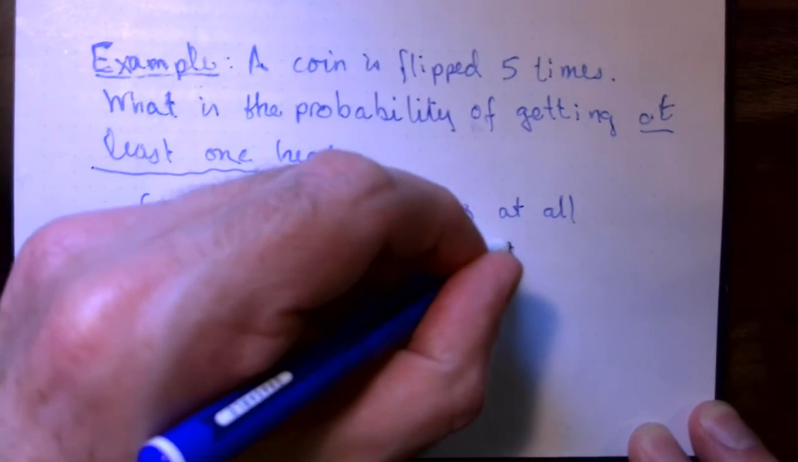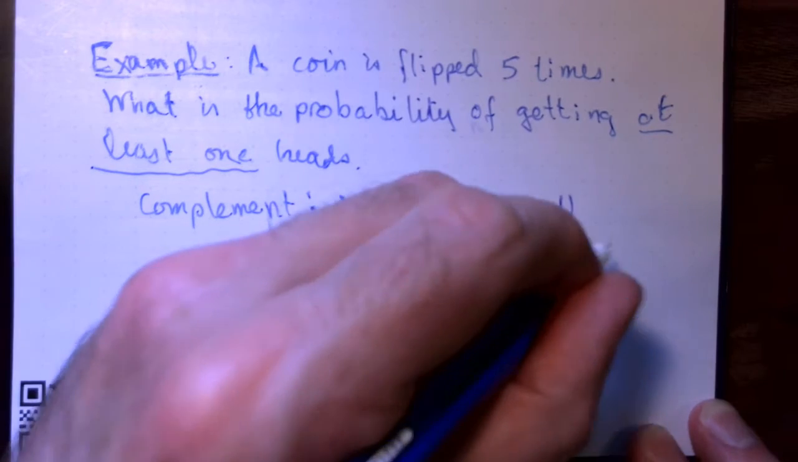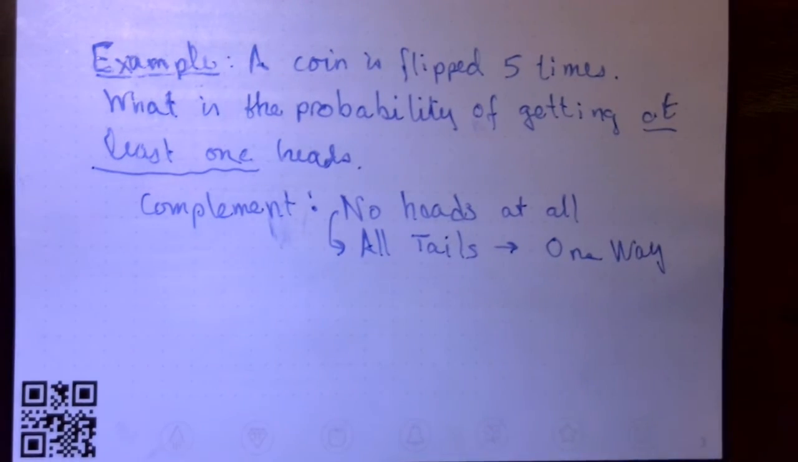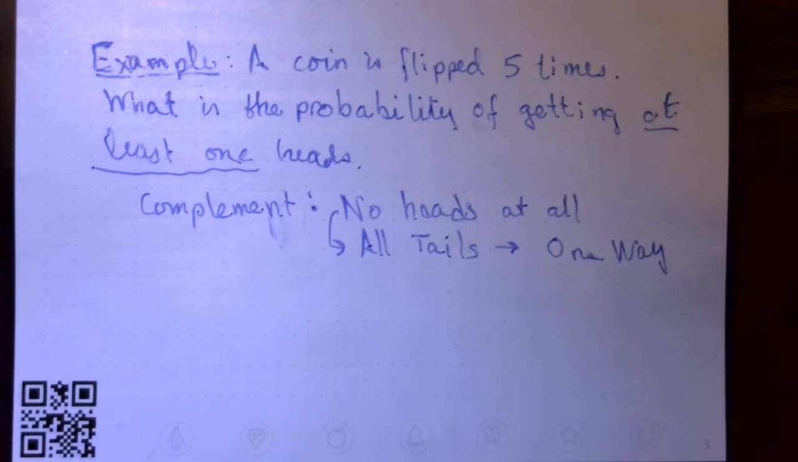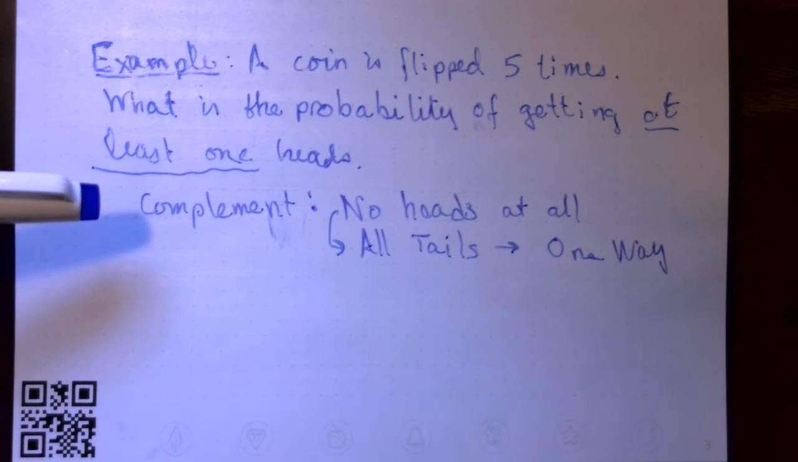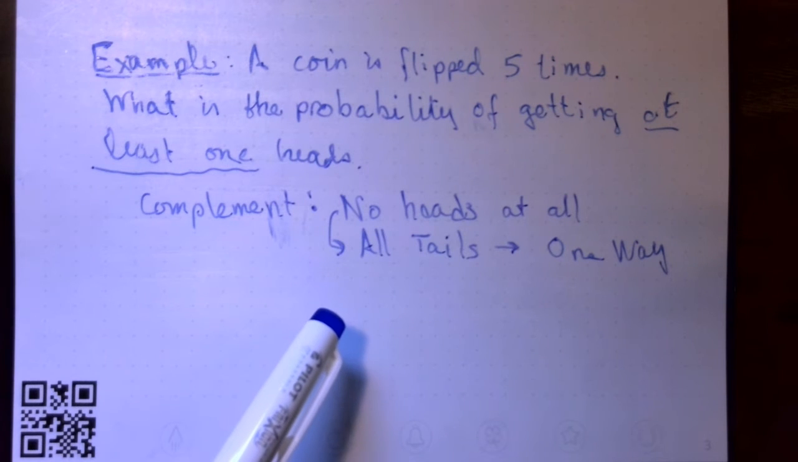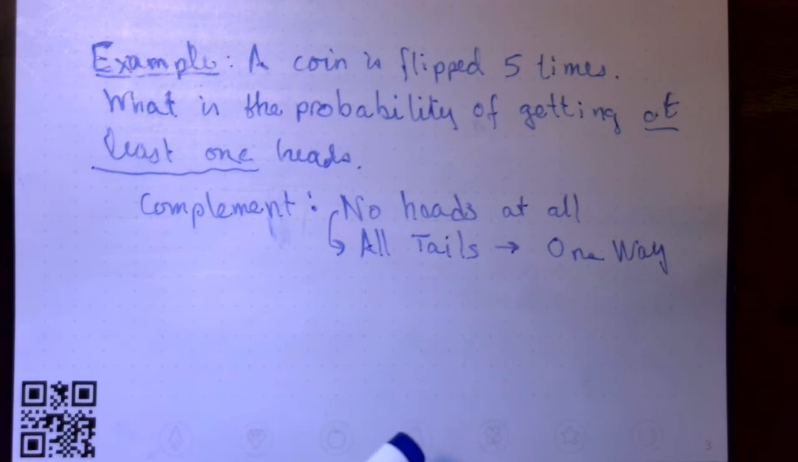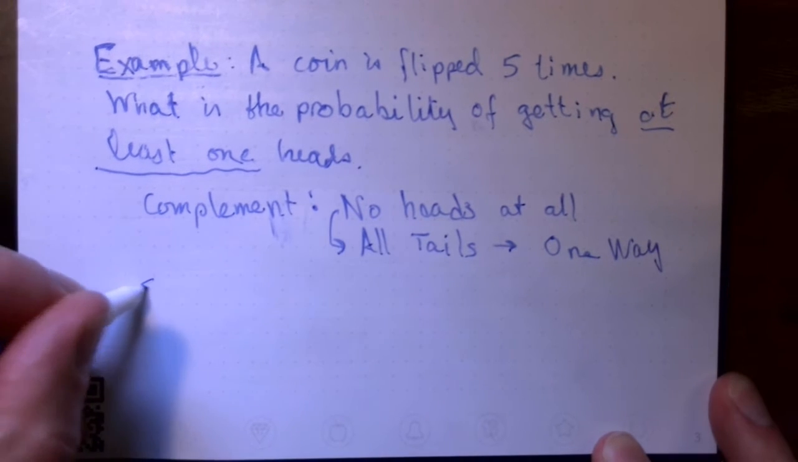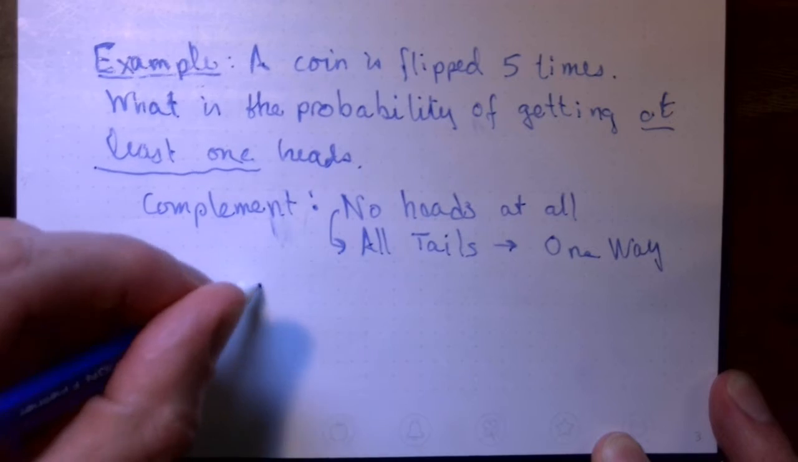Now the thing to note here is that there is only one way to get all tails. Every single toss has to come up tails. Getting at least 1 heads, there's tons of ways to do that. You could get all heads. You could get 4 out of the 5 being heads. You could get 3 out of the 5, 2 out of the 5, 1 out of the 5. So the complement rule lets us focus our attention and cut down the number of cases that we have to look at. Now, I need to think here about my sample space.